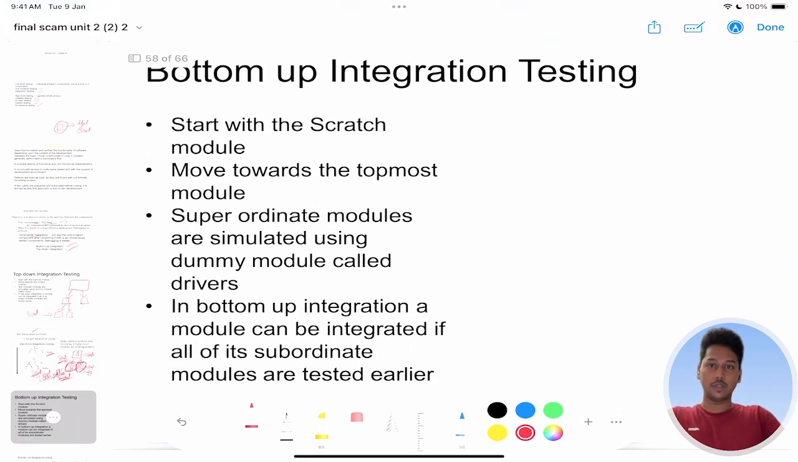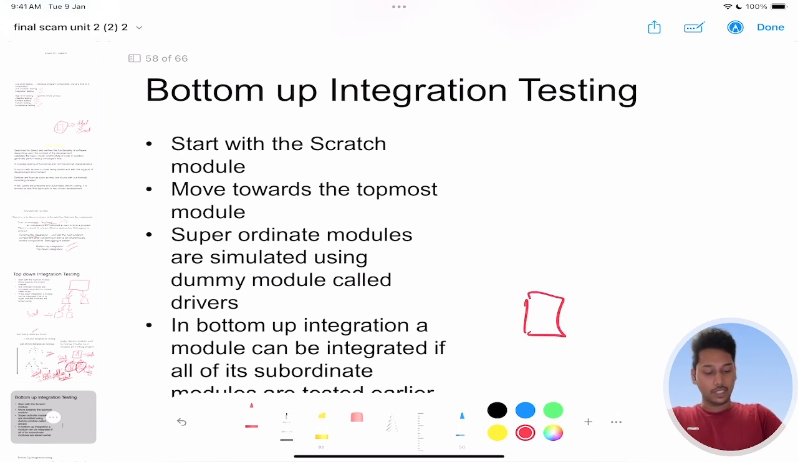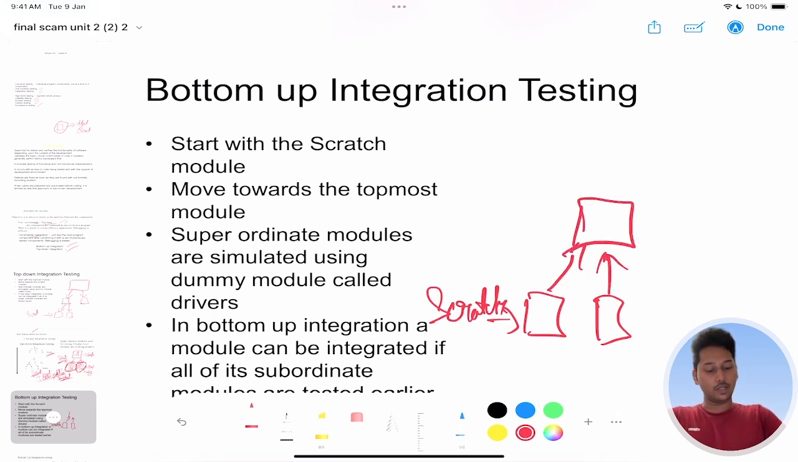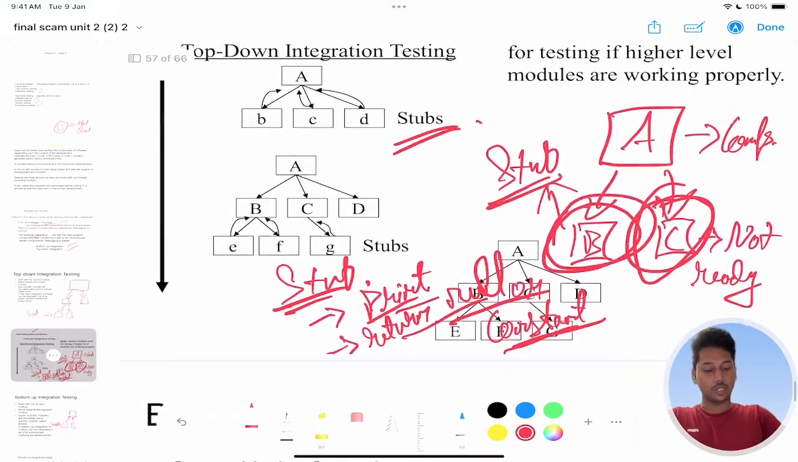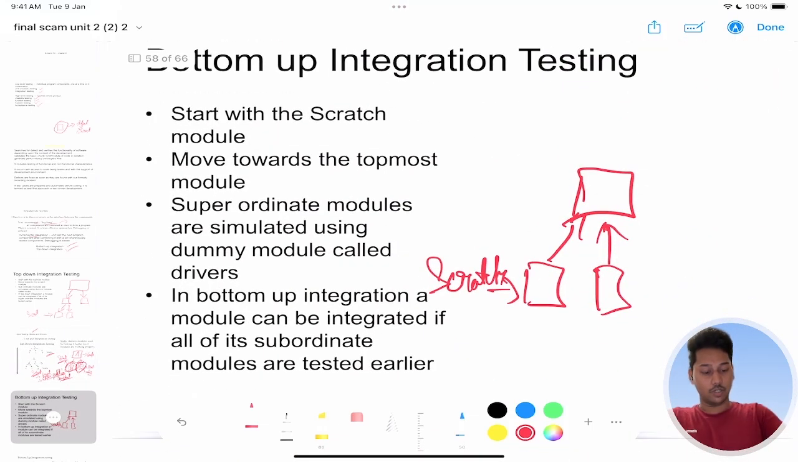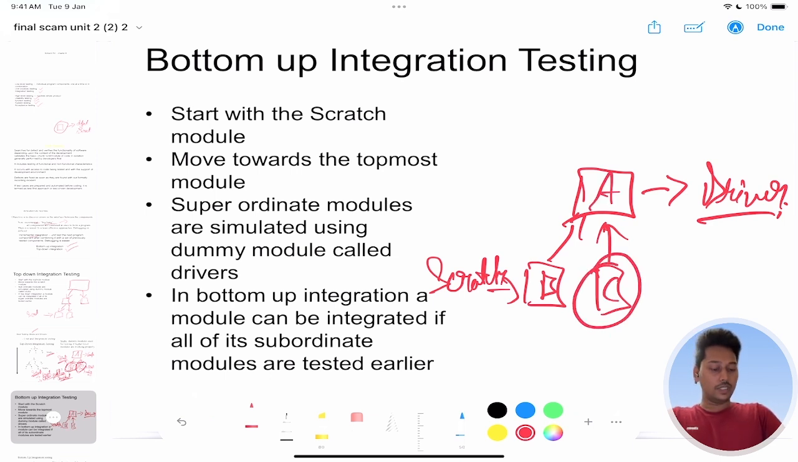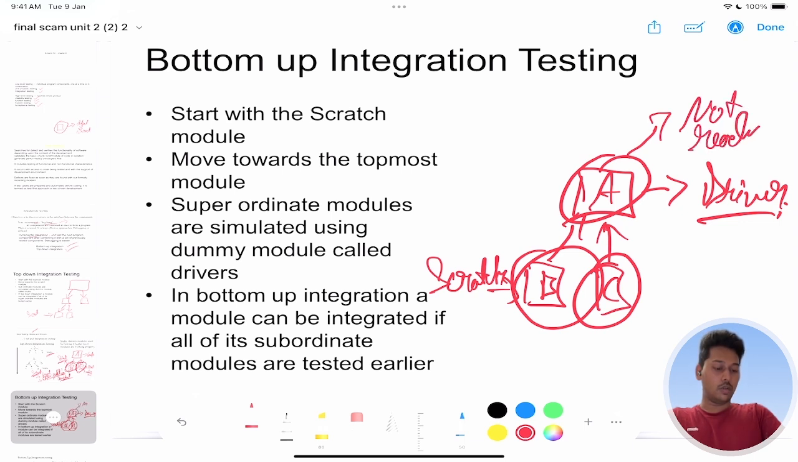Bottom-up is the reverse of top-down. It's from scratch modules. These are scratch modules. From the scratch modules, we'll develop and make the bigger modules, up to the topmost module. From bottom to up, we'll go. In top down we are using stubs; in bottom up we are using driver modules. These are driver modules. Imagine B, C, A. B and C are ready, scratch modules, but A is not ready.